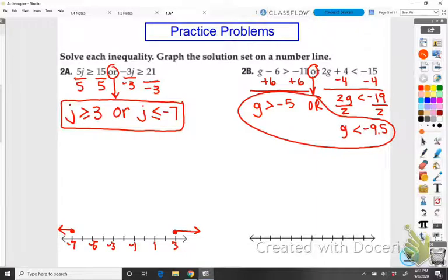So I need negative 9.5 and a negative 5 to show up on my number line. So we'll say that's negative 5, negative 7, negative 9, negative 11 there. So the first one, g is greater than negative 5. So that's an open circle above negative 5 pointing right. And g is smaller than negative 9.5 would be an open circle on negative 9.5, which is about there, and pointing left. So again, two arrows facing out, rowing that boat.